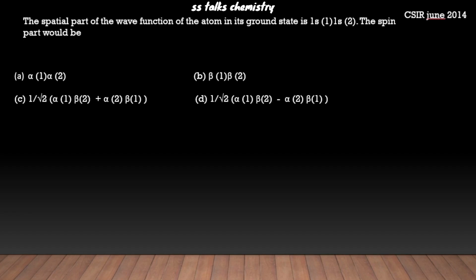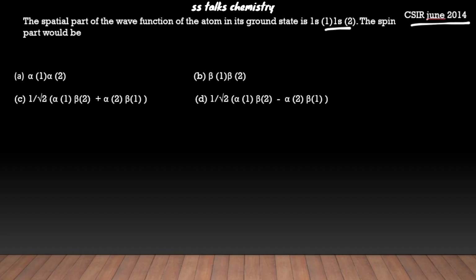Okay, so now this question we are having is from the CSIR exam conducted in the June month of the year 2014. The question says the spatial part of the wave function of the atom in its ground state is 1s1 1s2. What would be the spin part in this?